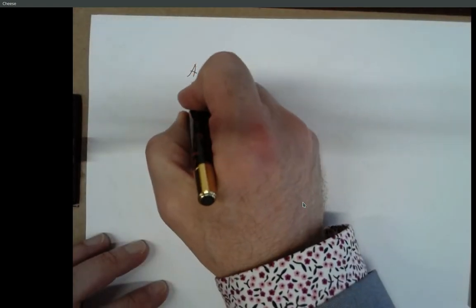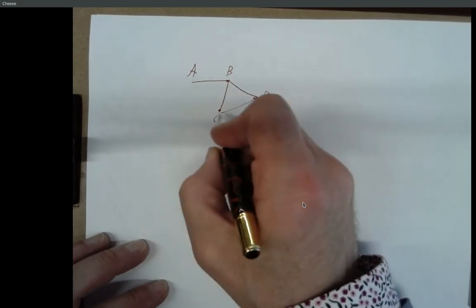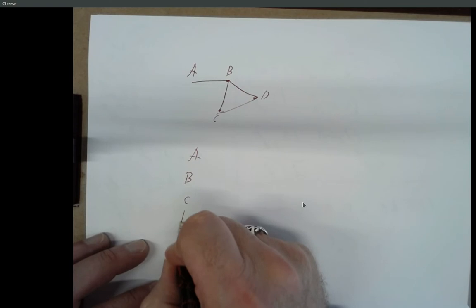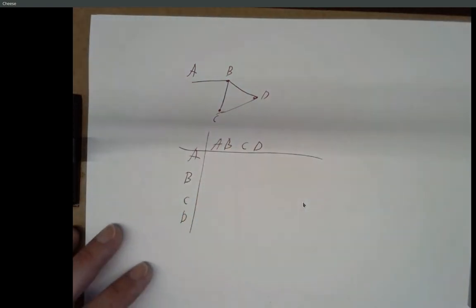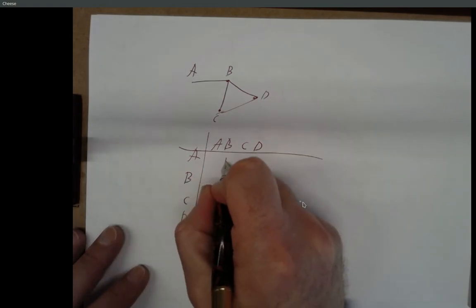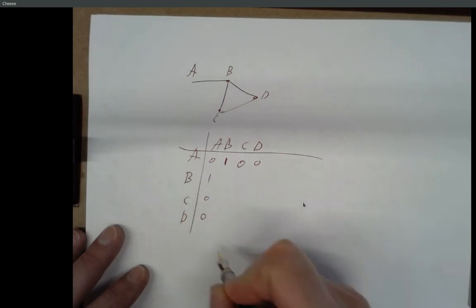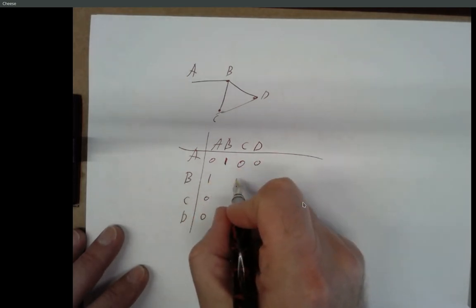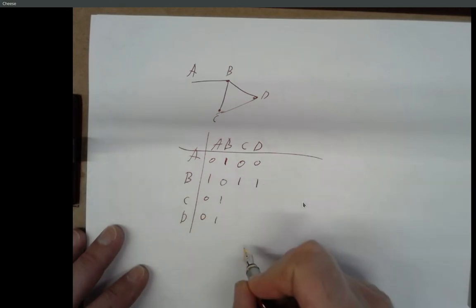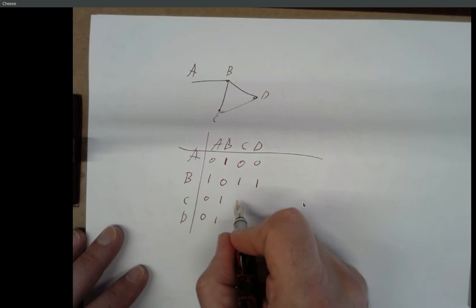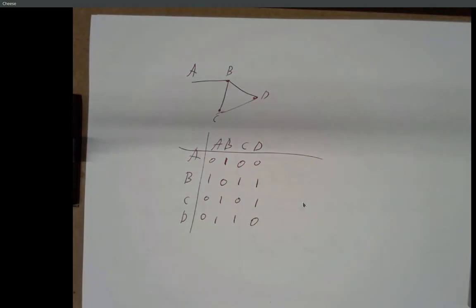So here's A, and here's B, and here's C, and here's D. We could make a matrix like this. Anywhere there's an edge, we're going to put a 1, so A is connected to B. Anywhere there's not an edge, we'll put a 0. And B is connected to A and C and D. And C is connected to B and D. And so there's an adjacency matrix.